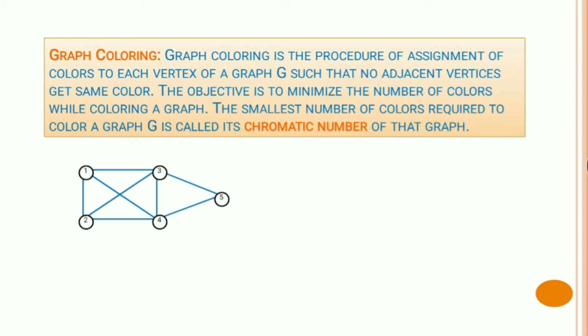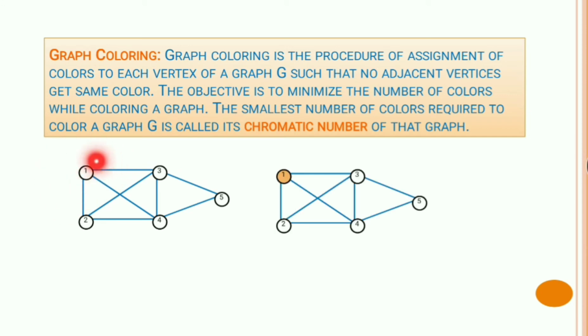For example, if you have this graph, how will you color it? Suppose I give vertex 1 the color orange. Now the adjacent vertices to 1 are 2, 3 and 4. So 2, 3 and 4 cannot be given the color orange. But this 5 can be colored orange, right?